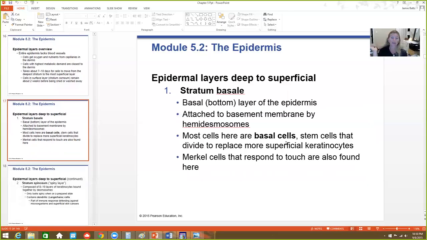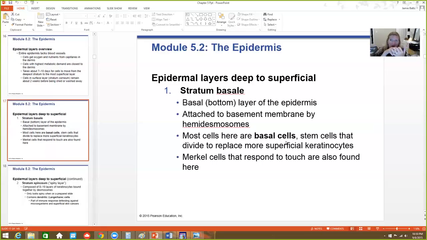So let's talk about these layers, and we'll start at the deepest layer, the ones that are still living and are still dividing. This is our stem cell layer, actually. It's called our stratum basale. The basal or bottom layer of the epidermis is made of these stratum basale cells. They're attached to the basement membrane, which forms those epidermal ridges, by something called hemidesmosomes.